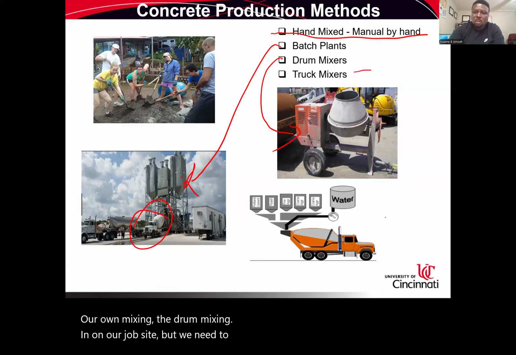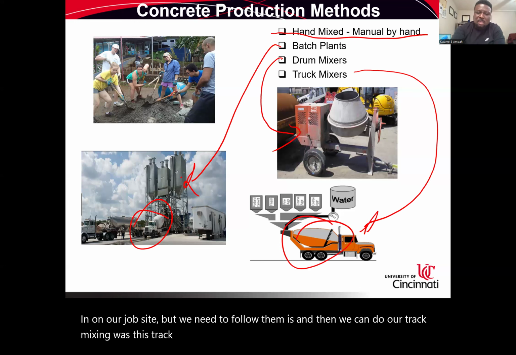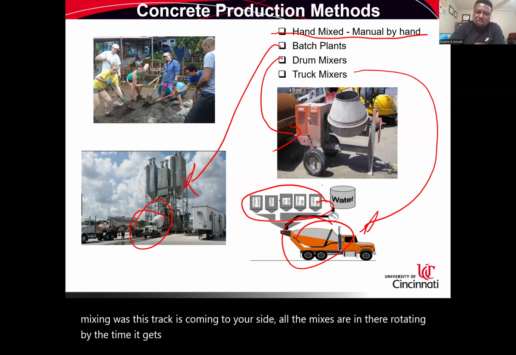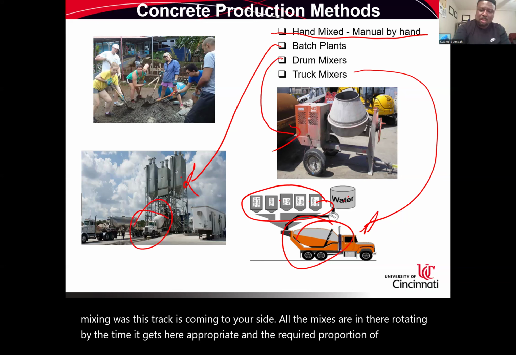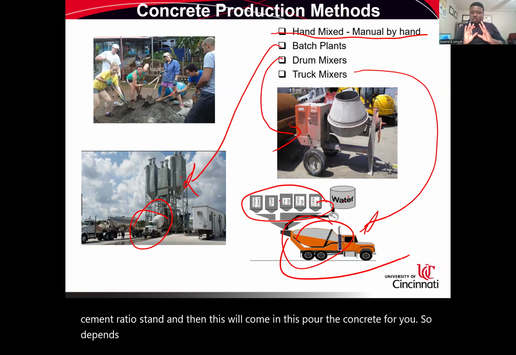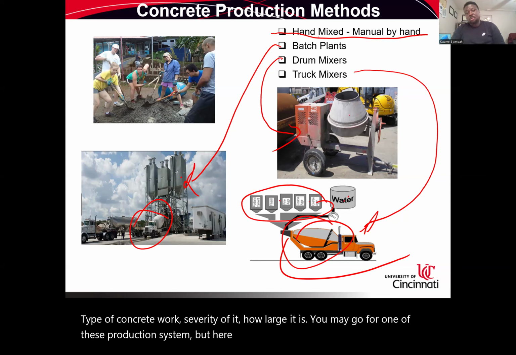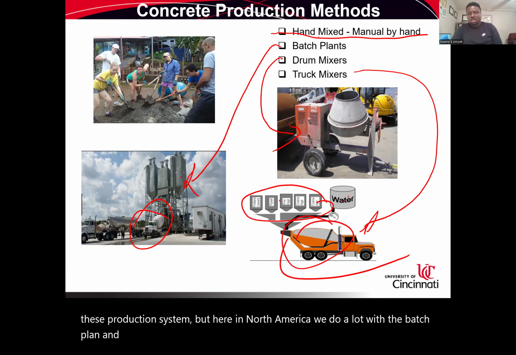And then we can do truck mixing whilst this truck is coming to your site. All the mixes are in there rotating. By the time it gets here, the appropriate and required proportion of water-cement ratio is done, and then this will come and just pour the concrete for you. So depending on the type of concrete work, severity of it, how large it is, you may go for one of these production systems. But here in North America, we do a lot with the batch plant and possibly truck mixes, right?